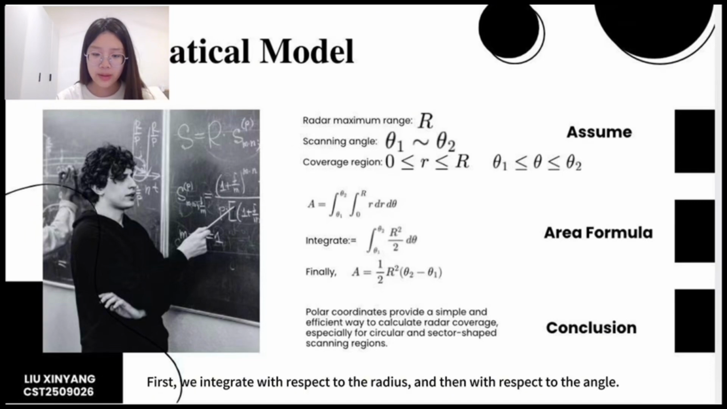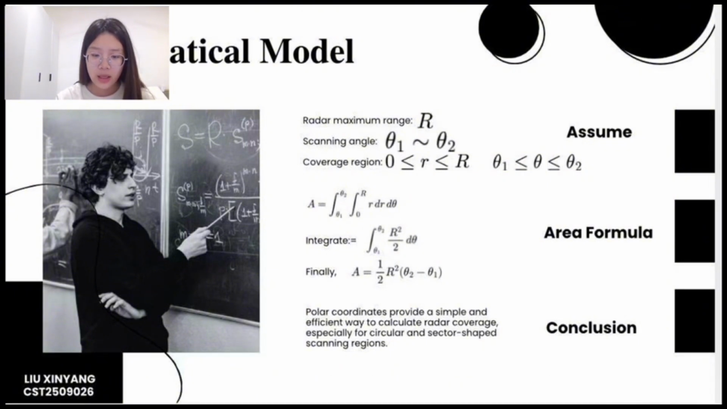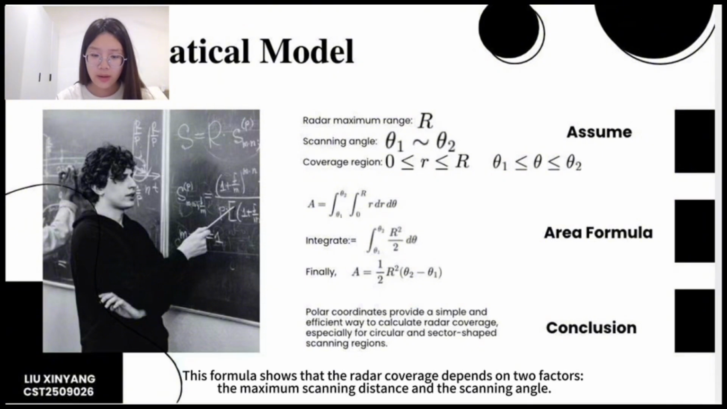First, we integrate with respect to the radius and then with respect to the angle. After performing the integration, we obtain the final formula: A equals 1/2 R squared times the quantity θ2 minus θ1. This formula shows that the radar coverage depends on two factors: the maximal scanning distance and the scanning angle.